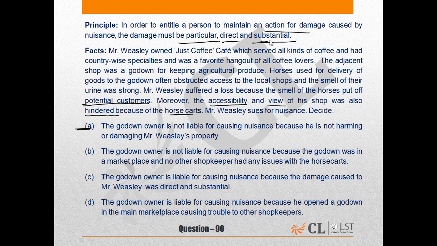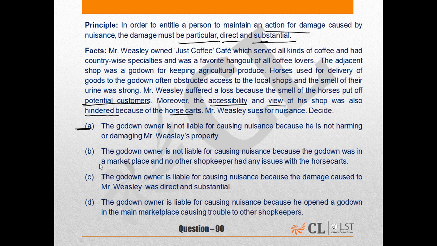So the principle does not say there has to be a physical loss. The damage should only be particular, direct and substantial, which we can see was happening in this particular case. So now we can see that there was loss. That means the godown owner is liable. For the liability of the godown owner, we see that C and D, both the options say that the godown owner is liable.